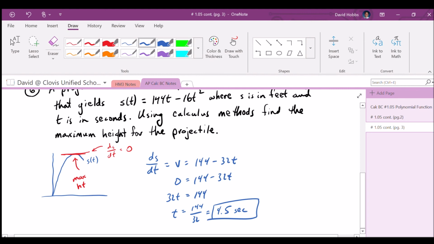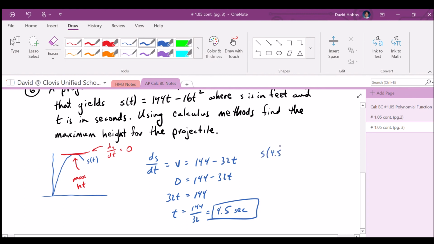Okay, so that's our answer, yeah? No, it says find the maximum height. That's when the maximum height occurs. That's not the maximum height. So how do I find the maximum height? Well, if I plug it into the velocity, I'm going to get 0. I don't want the velocity. I want the maximum height. So we're going to plug it into our position function.